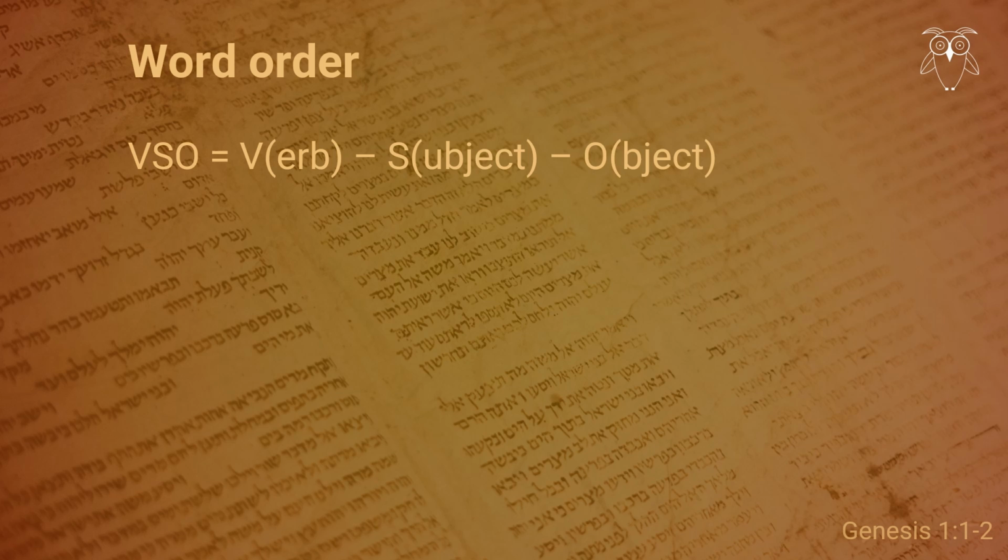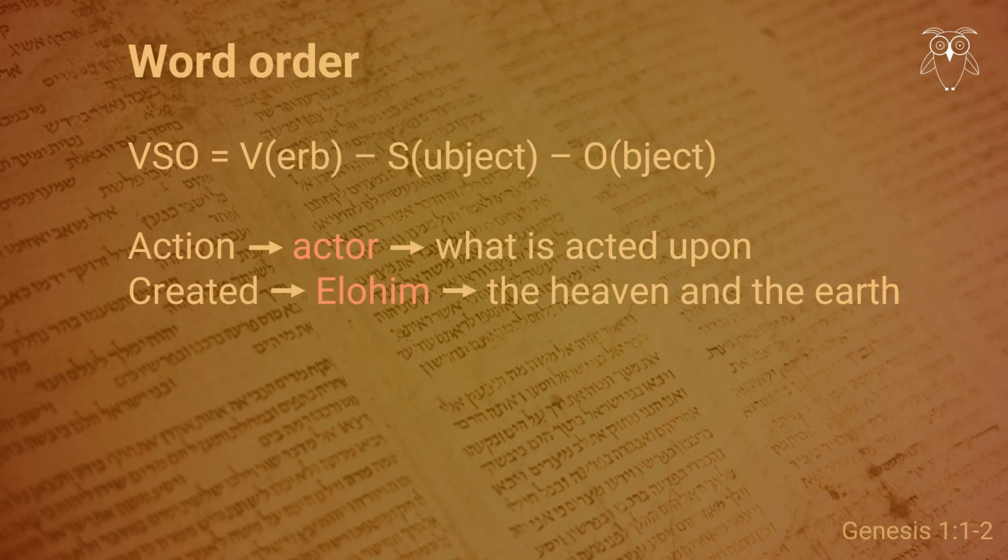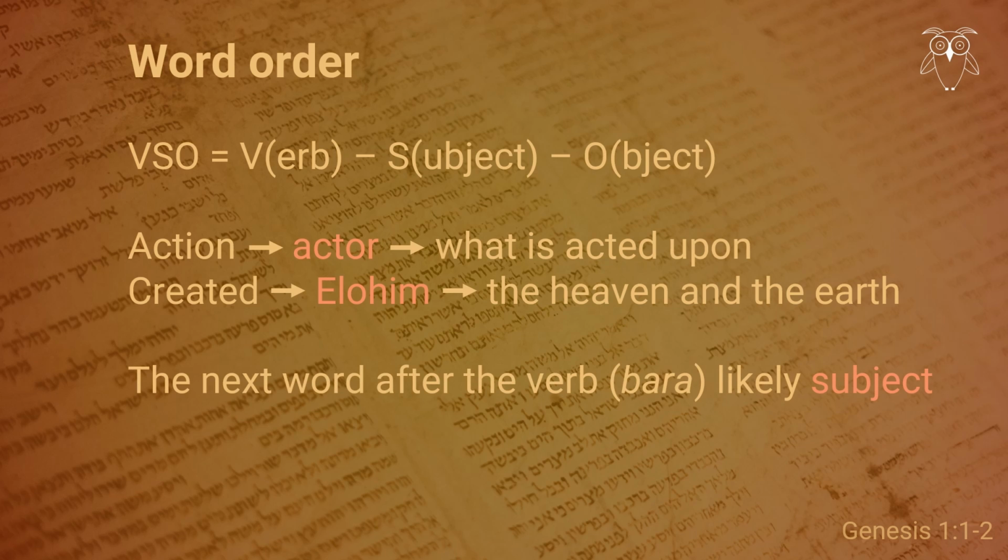A common word order is VSO, or verb, subject, object. Though this sentence started with "in the beginning" or perhaps "when", the second word in the sentence is a normal finite verb describing the action. This means that we would normally expect the next word, or this word, to be the subject, or the actor, or the one doing the bara'ing, which will in turn be followed by the object, or what is bara'at.